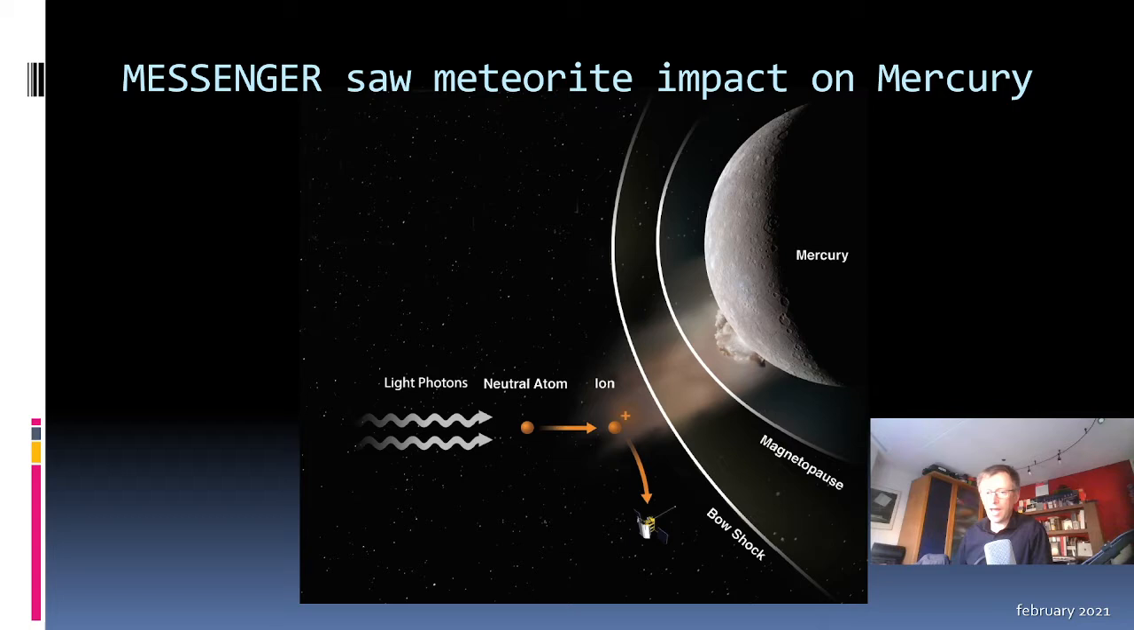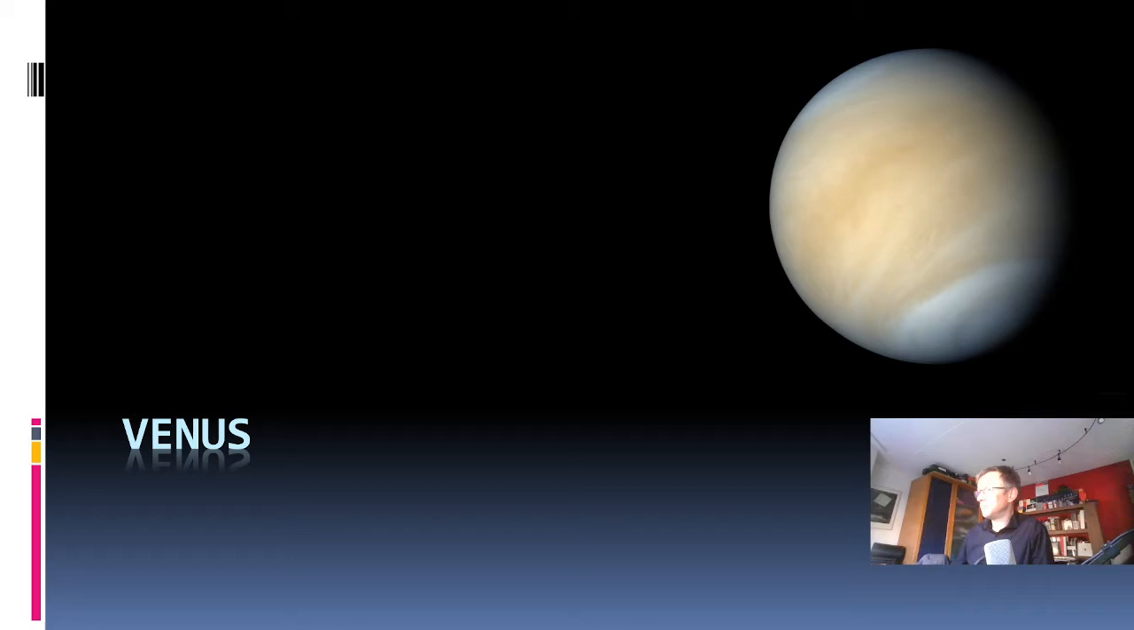And they detected this with Messenger from an altitude of something like 5,200 kilometers or 3,300 miles. So that's pretty cool. That's all I have for Mercury. But Venus will be a lot more to talk about.